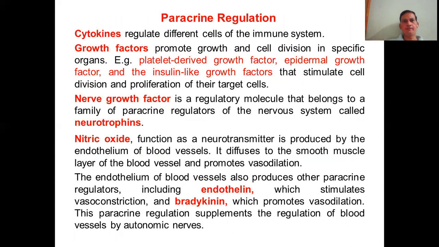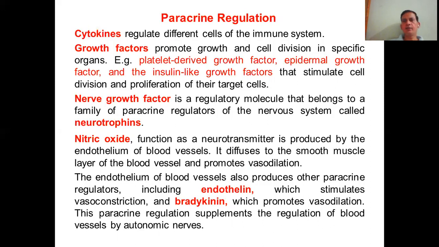Paracrine regulation. There are cytokines that regulate different cells of the immune system. And there are growth factors that promote growth and cell division in specific organs. Specific examples are the platelet-derived growth factors, epidermal growth factors, and the insulin-like growth factors that stimulate cell division and proliferation of their target cells.